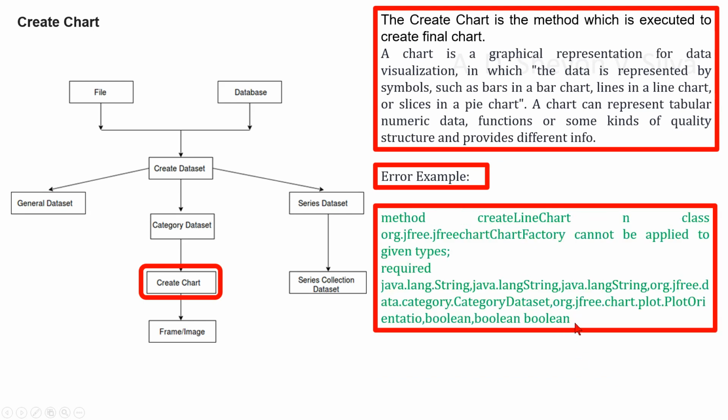As another example, we can consider this one: method createChart in class ChartFactory cannot be applied to given types. Required: java.lang.String, java.lang.String, java.lang.String, org.jfree.data.category.CategoryDataset, etc. here.